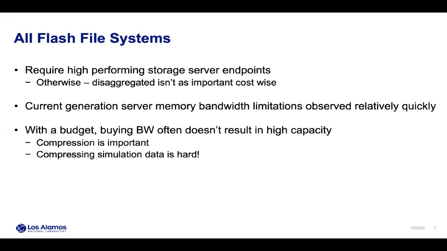But to put the cherry on top here, with physics simulations the idea is high entropy and floating point values. So the data actually doesn't compress all that well. And if you really want to get good compression ratios, you need something like gzip. So now we've introduced something that's even slower in the pipeline.